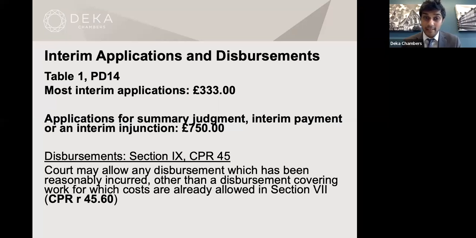The flip side of that is that disbursements actually have a pretty broad brush basis. It's based on reasonably incurred disbursements, other than those which are covered in the costs allowed in Section 7. Upshot of that is that issues such as your local standards reports, other sorts of expert evidence, they're at large, they're not fixed. So that's at least one sweetener to the lower interim applications. I hope that makes sense.